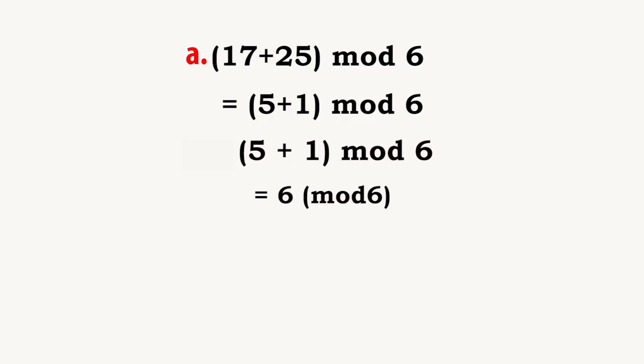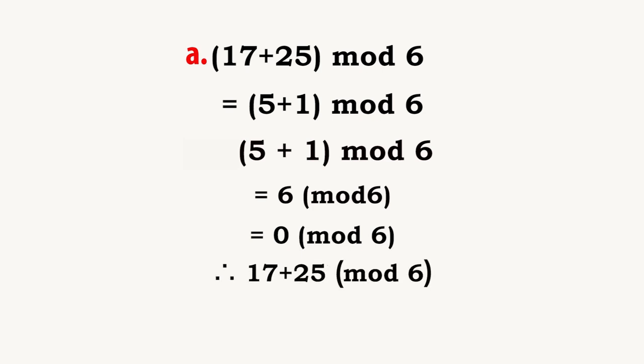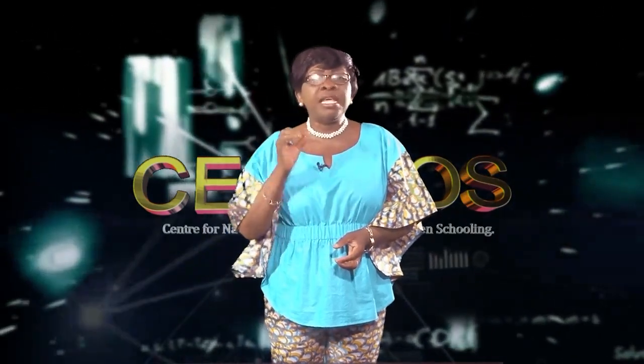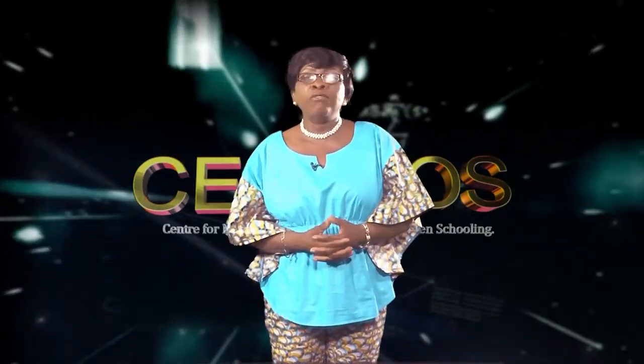That gives us 6 mod 6. But remember, in mod 6, we can't leave the 6 as 6. So we'll have to divide, and we get a remainder of 0. So finally, our answer is 0 mod 6. Therefore, we say 17 plus 25 mod 6 is equal to 0 mod 6. Now, this seems like a slightly longer method, but invariably, it is much, much easier for you to work.